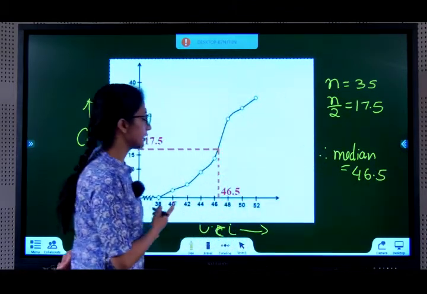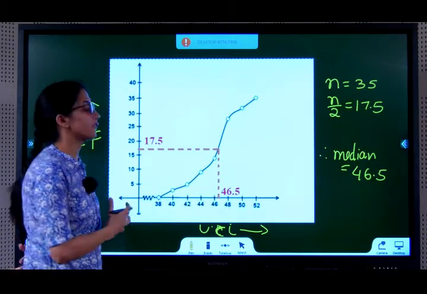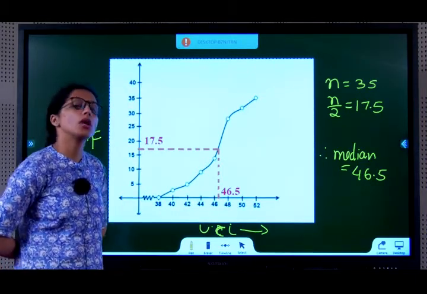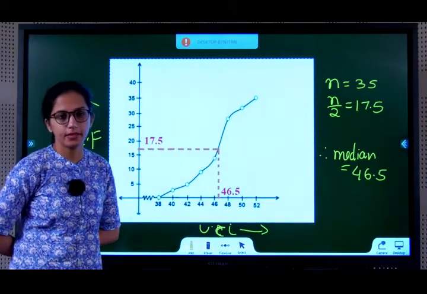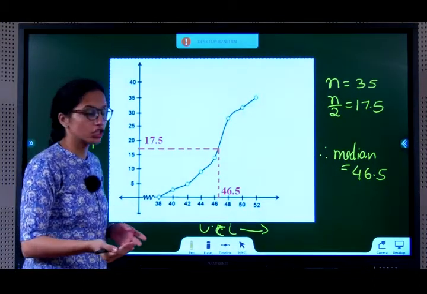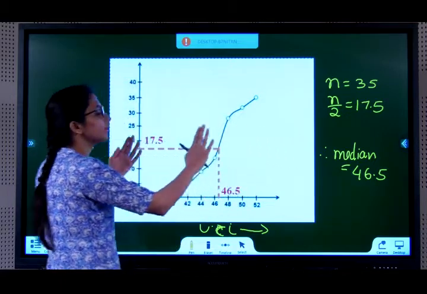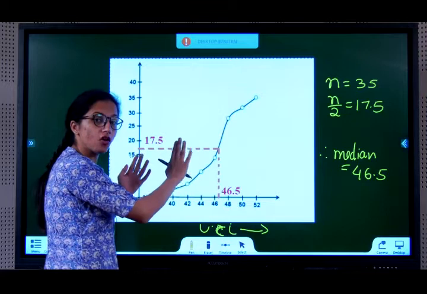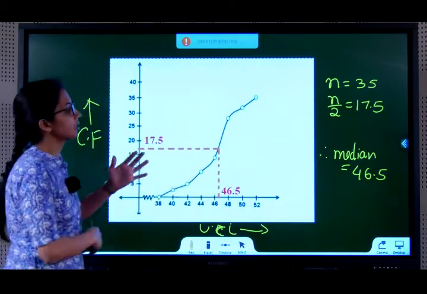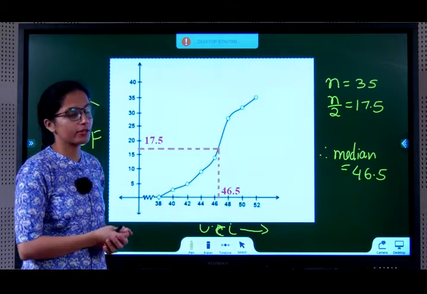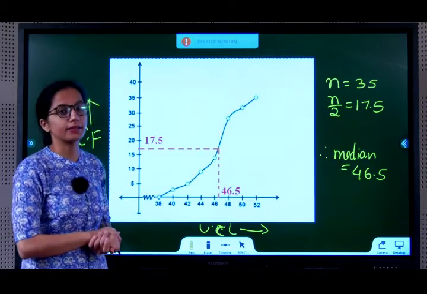Now this is using the graph. We have to now do this using the formula technique. To do this using the formula technique, how do we do it? We already know the less than. I taught you in the previous section how to convert less than and cumulative frequency to frequency and class. We've already done this in the previous section. So since less than is given, all of you draw the table, write the classes and write the frequency. We'll see if it matches with mine.